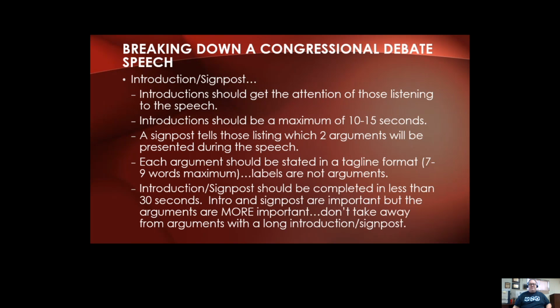The introduction and signpost should be completed in less than 30 seconds. While the introduction and the signpost are important, the arguments are much more important. And if you make your introduction and signpost longer than 30 seconds, it tends to take away from one of the other parts of the speech that we're going to talk about.